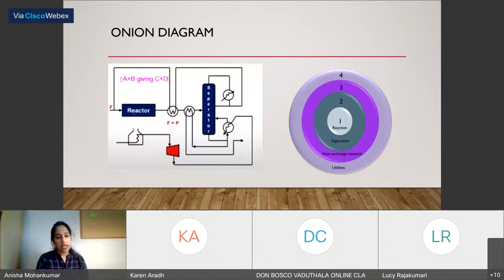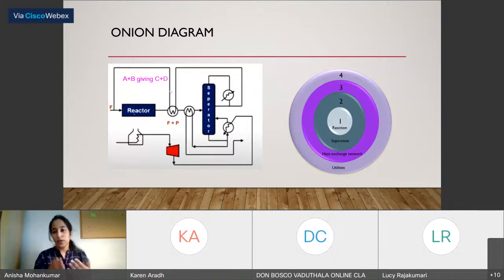Okay, so this A plus B reaction is happening in the reactor. This reactor can be included in the core of the onion diagram, and it's the first layer of the onion diagram. This is called the reaction. So this is where the reactor applies. Now A and B are reacting and give products C and D. So now we have the products C and D.